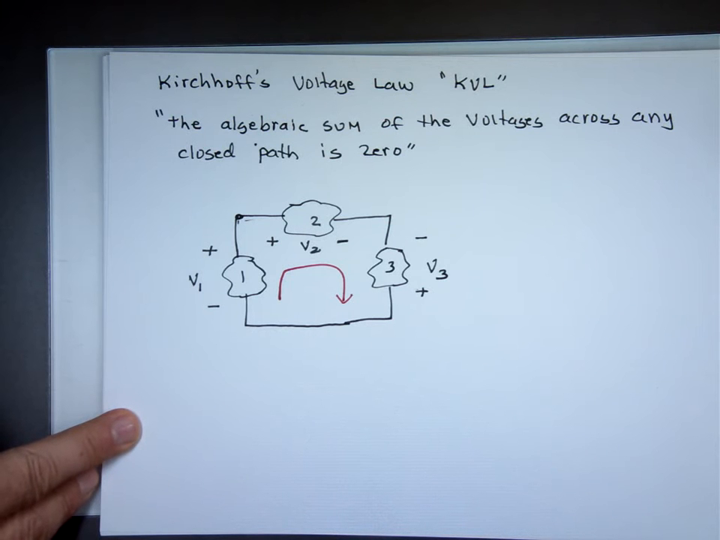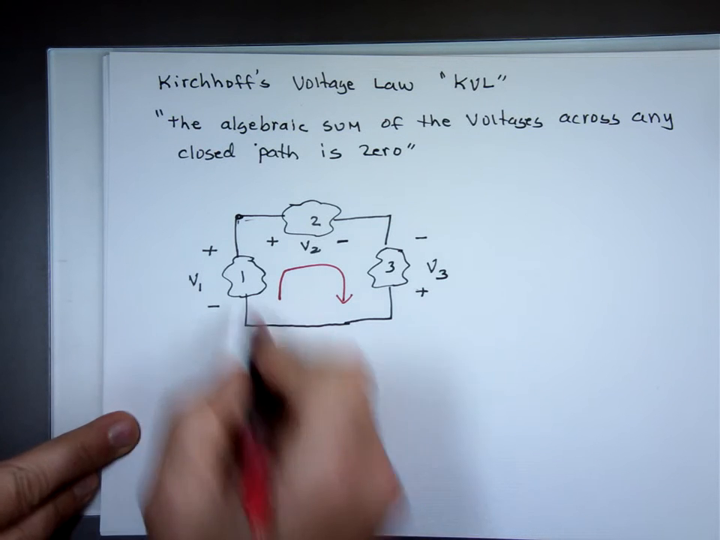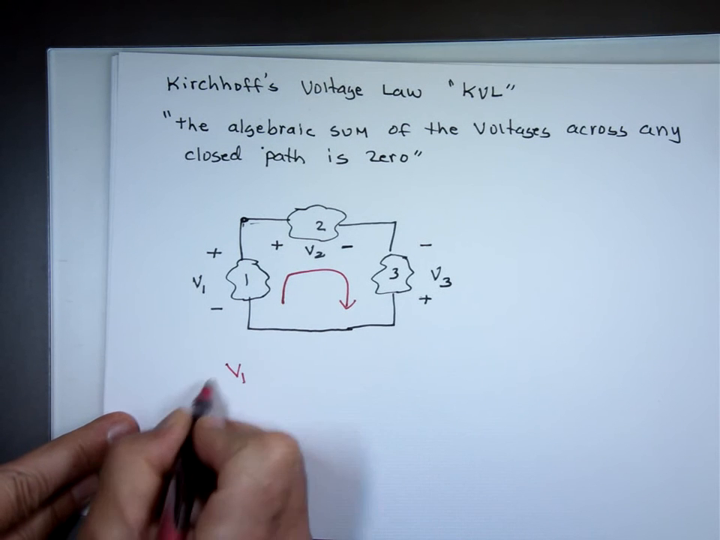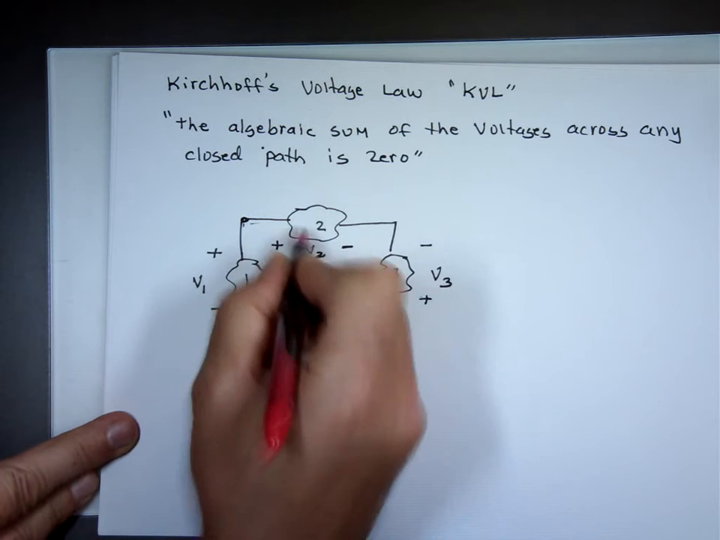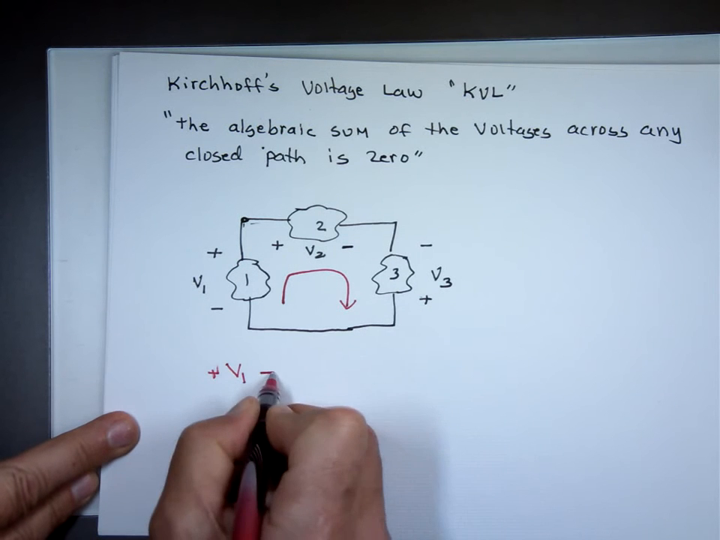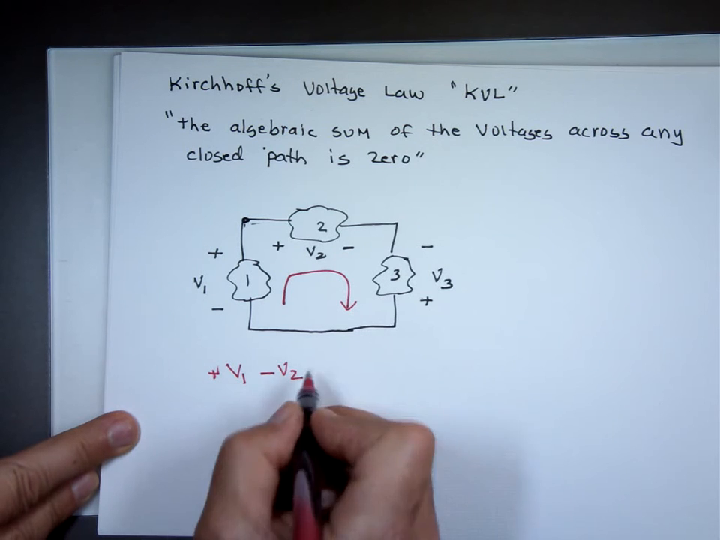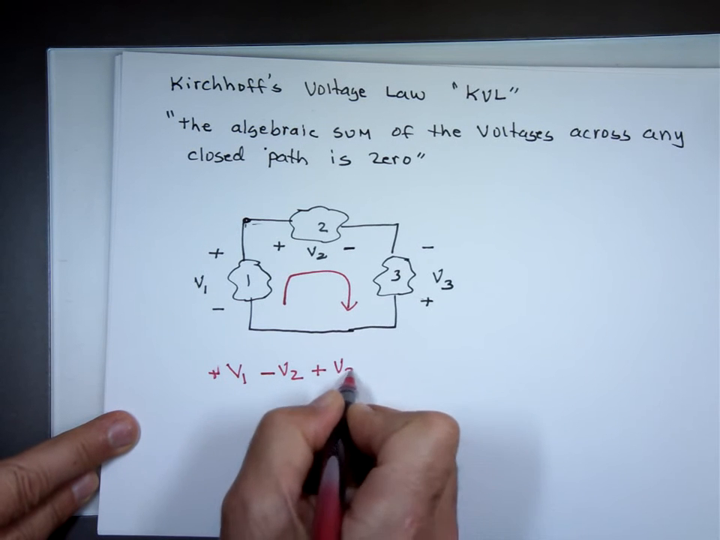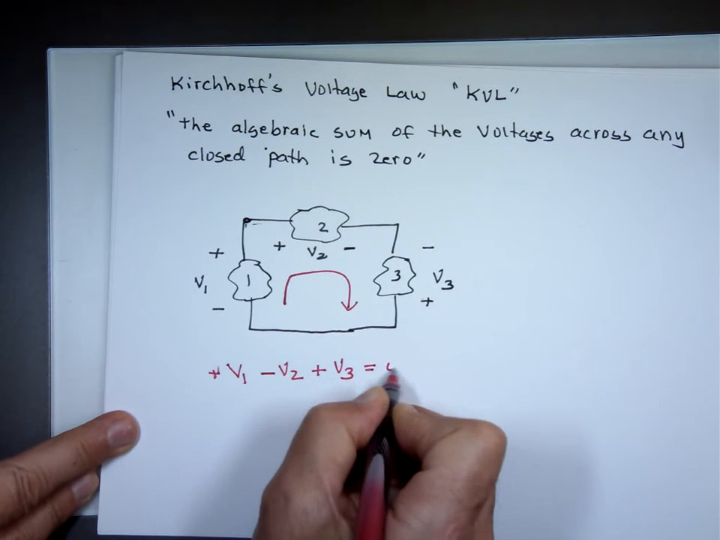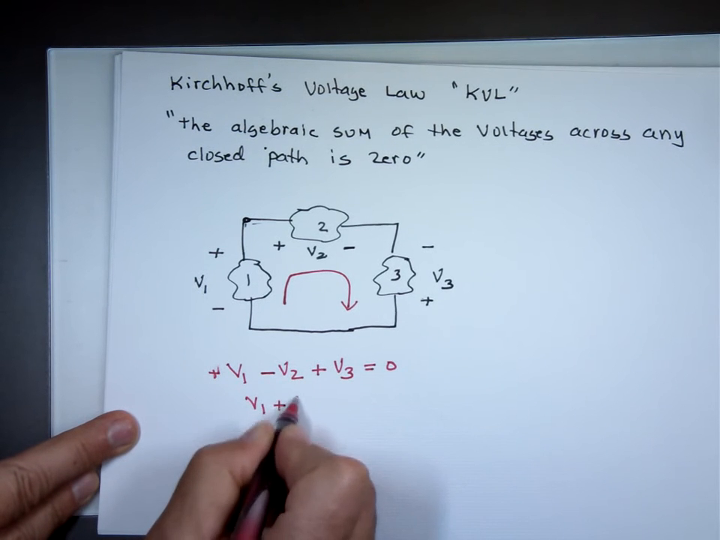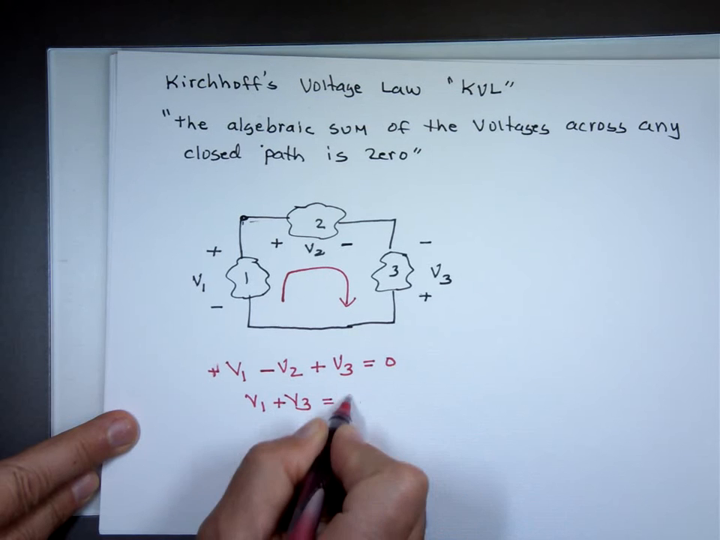So if you want to stick with our book, you go, well, I'm entering the minus, that's a positive V1, this voltage. I'm entering the plus, that's a negative V2. Keep going. I'm entering the minus, that's a positive V3. The result is what? 0. If you do the math here, it says V1 plus V3 equals what? V2.